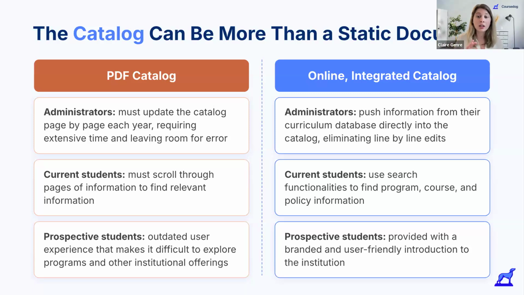That can really easily change with an online catalog that is integrated directly with your curriculum management system. We've seen institutions completely change how they think and how they work through their catalog, with admins pushing information from their curriculum database directly into their catalog, having that be completely automated. And you never have to worry anymore about whether your curriculum information is actually aligned with what you're displaying to students on your catalog, making sure that all of that aligns with the effective term and catalog year of the catalog.